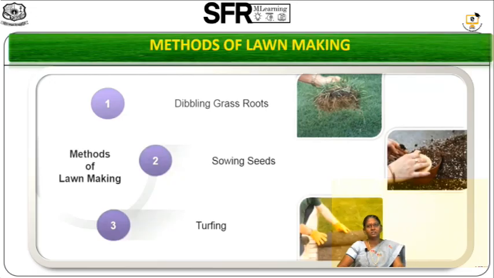The third one is turfing. From a previously established lawn, we cut patches of lawn that we remove, which we call a turf. In the fresh area we place these patches of turf and level them. That will form the entire new lawn.